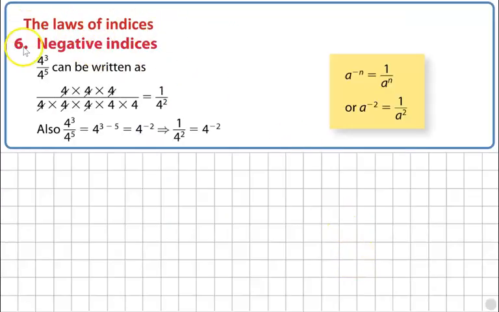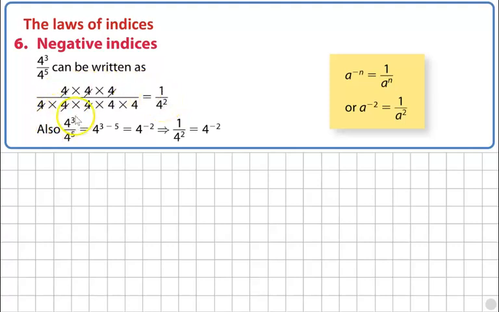The laws of indices, number 6: negative indices. 4 to the power of 3 divided by 4 to the power of 5 can be written as 4 by 4 by 4, over 4 by 4 by 4 by 4 by 4. The first 4 on the top and the bottom will cancel, the second 4 on the top and bottom will cancel, and the third 4 on the top and bottom will cancel, leaving us with 1 on the top and 4 by 4, which is 4 squared, on the bottom.